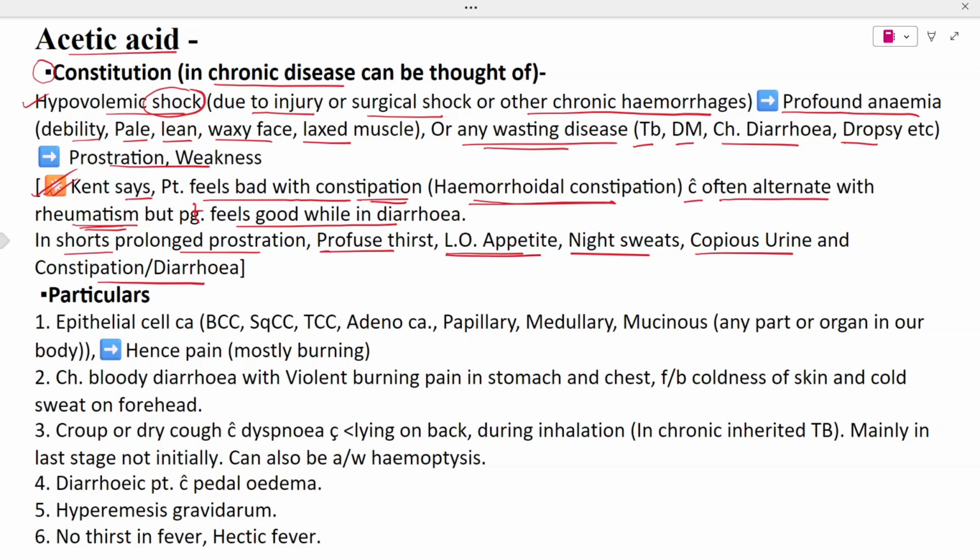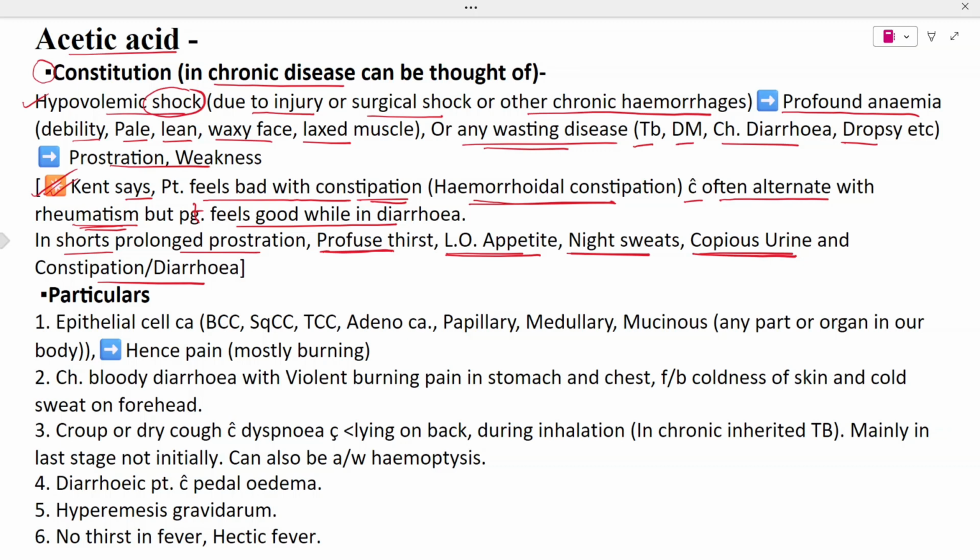Loss of appetite, so no appetite but increased thirst. And because of this thirst, there is mostly night sweats and copious urine, more water intake resulting in more urine, pale urine. It is not hemorrhagic urine, maybe hemorrhagic as we have discussed, hemorrhage from any outlet of the body. So copious urine, and the bowel habit shows constipation or diarrhea.